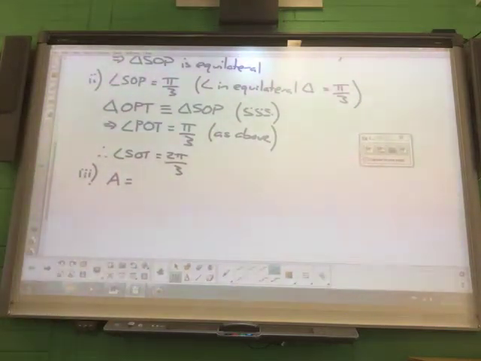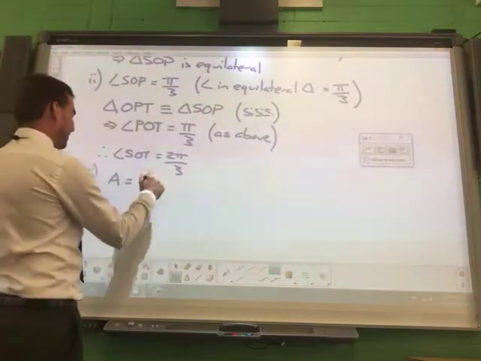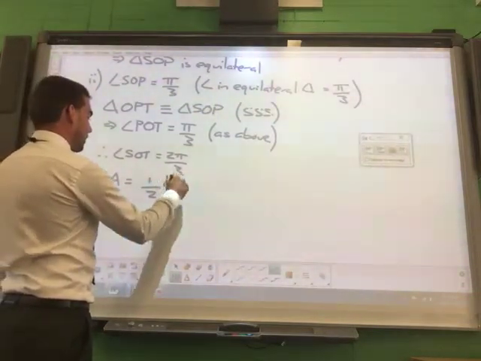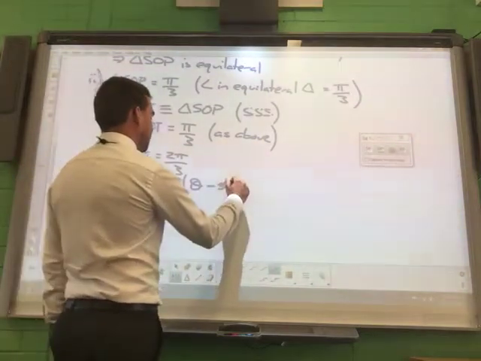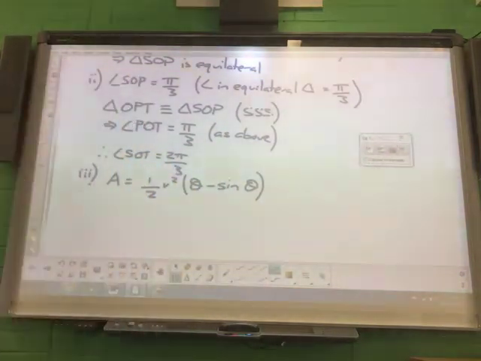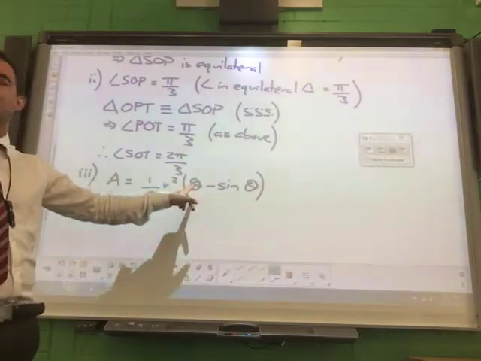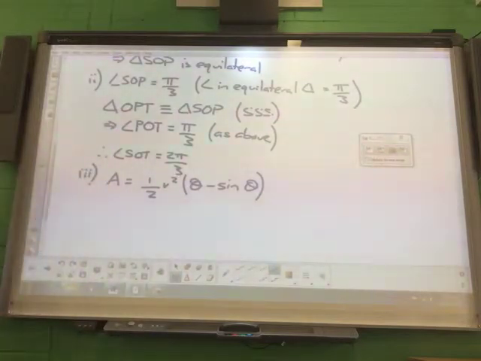Angle over entire circle. That's for the area of a sector though, not a segment. The area of the sector is one half r squared theta, take away the area of the triangle, one half r squared sine theta. That's how you need to remember it. That is one way to do it.